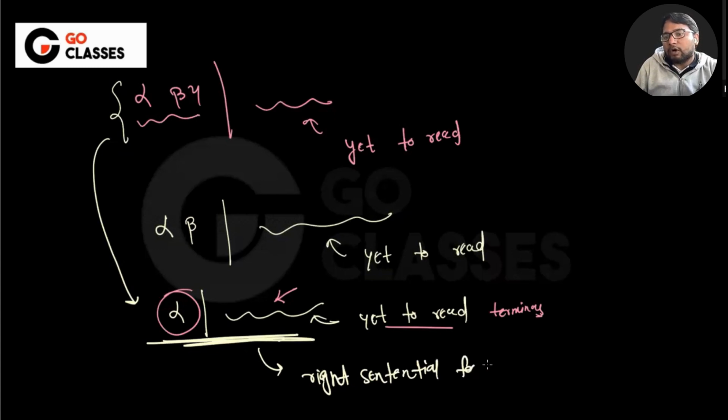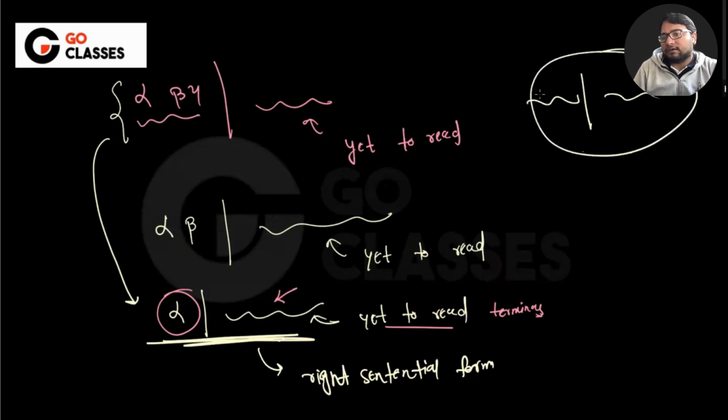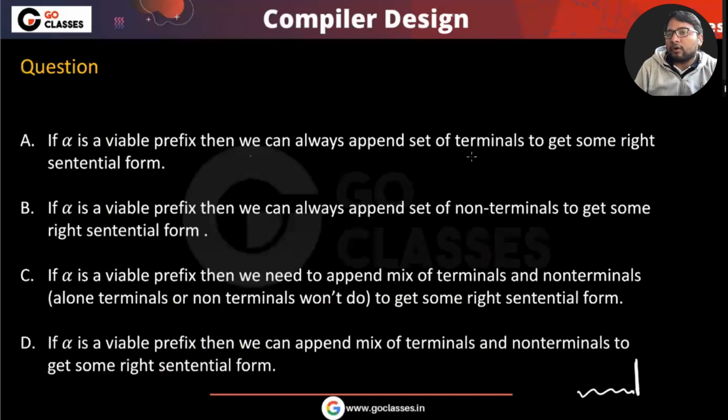Anything at the bottom of the parser where I say this bar, anything that I say is always a right sentential form. So can I append some terminals here to get a right sentential form if alpha is a viable prefix? If alpha is a viable prefix, then we can always append some set of terminals to get some right sentential form. Is this correct? The answer is yes, that is correct. That's a very nice question.